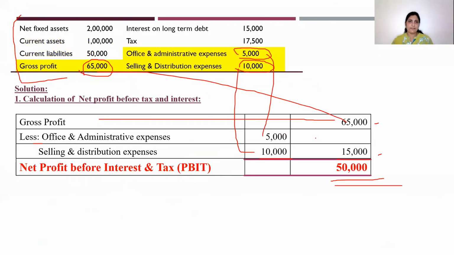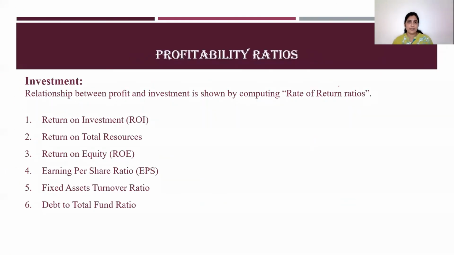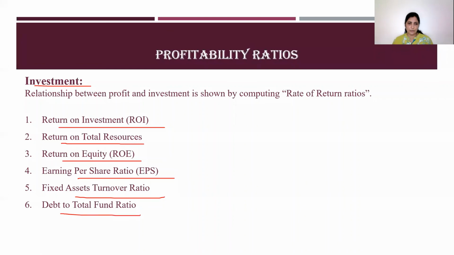So today we have studied about the profitability ratio on investment basis. The first one is return on investment, ROI, return on total resources, return on equity, EPS, fixed assets turnover ratio, and total fund ratio. I have told about all these parts. You have to practice all these things. The most important to concentrate on is EPS. Next, you can go through ROI and ROE. These are important parts. Okay.